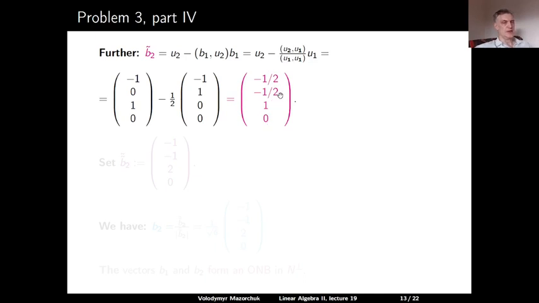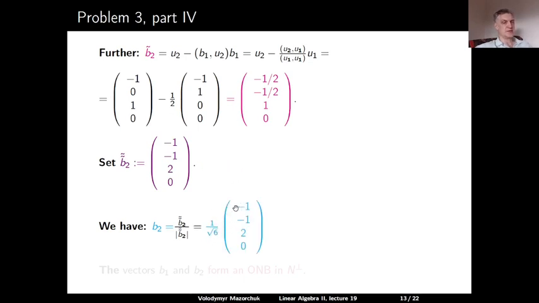To eliminate 2 in the denominator, we consider the vector b2 double tilde, which is 2 times b2 tilde, and this is the vector minus 1, minus 1, 2, 0. Now we can take b2 as a normed version of b2 double tilde. The length of b2 double tilde is the square root of 1 plus 1 plus 4 plus 0, which is 6, so the square root of 6. So we get the vector 1 divided by the square root of 6 times minus 1, minus 1, 2, 0.